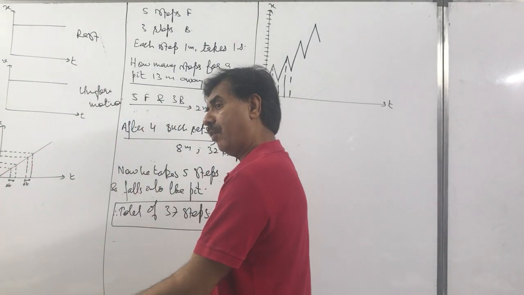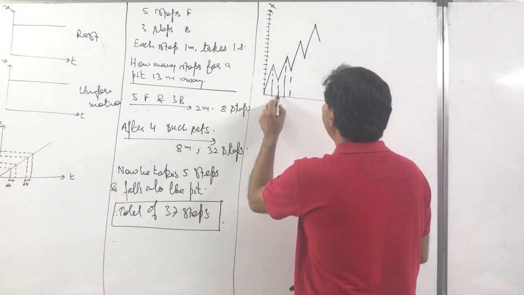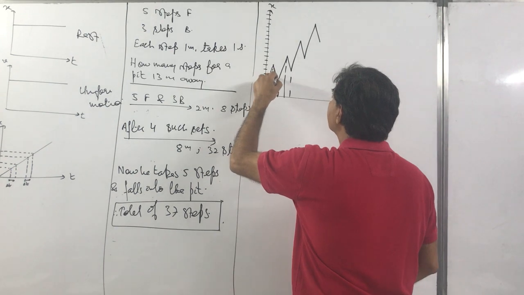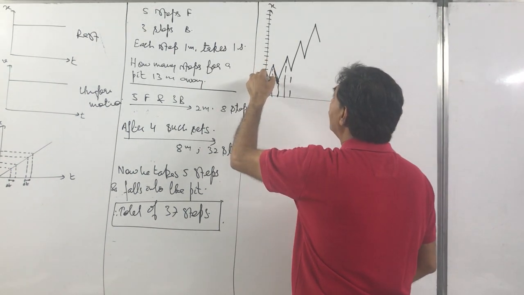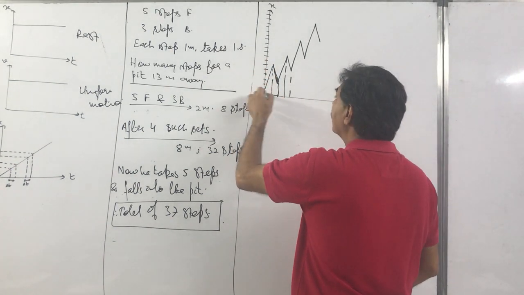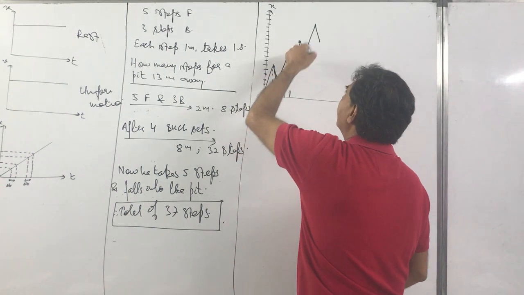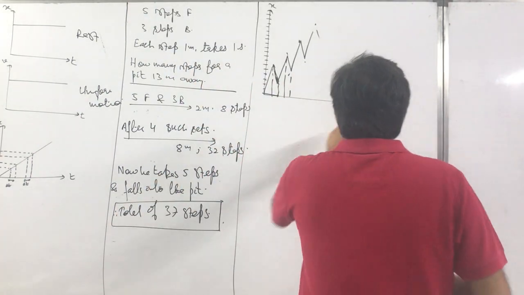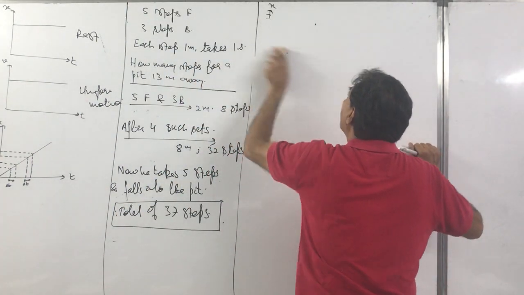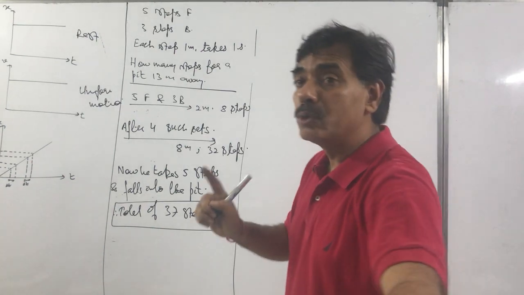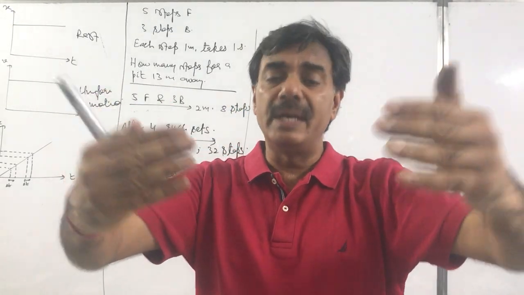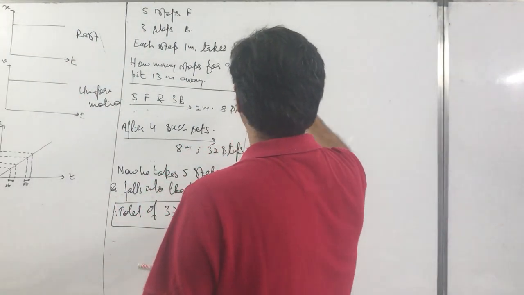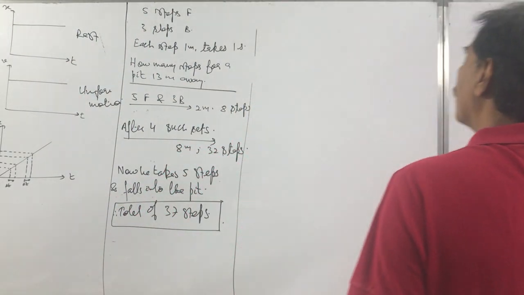Then 5 steps again forward. It means after this set, he has moved only 2 meters. 1, 2, 3 bars. Right? And such 4 sets are there. And then he moves 5 meters. So a graph is really a representation of a particle's motion. The position is increasing, then decreasing. It is this motion that is being represented on this graph. Okay.